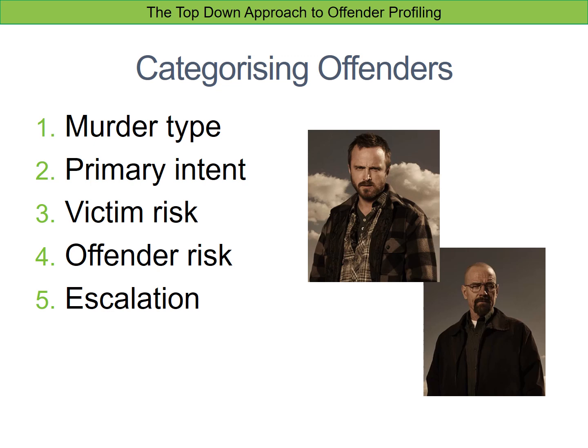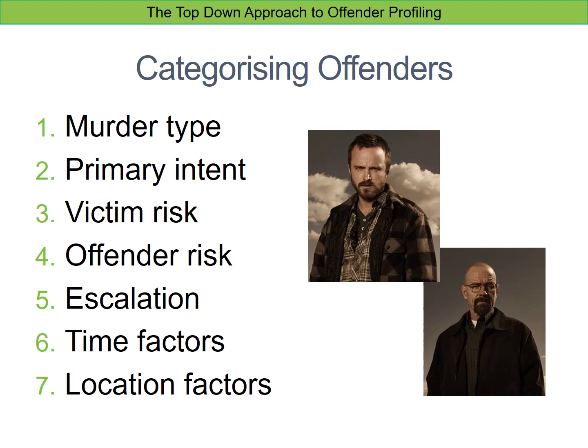The fifth thing they might consider is escalation. So this could be previous escalation from another crime or possible escalation for future crimes. And then they would also consider time factors and location factors. So this is about where and when the crime was carried out and what that might tell us about the offender.